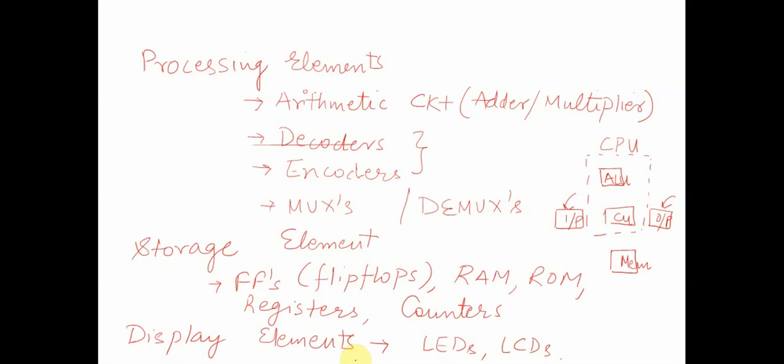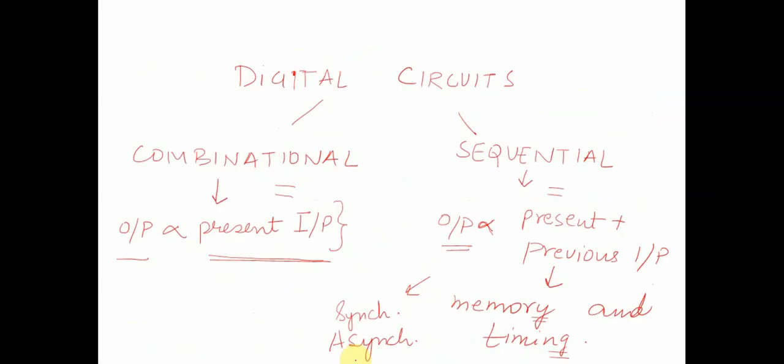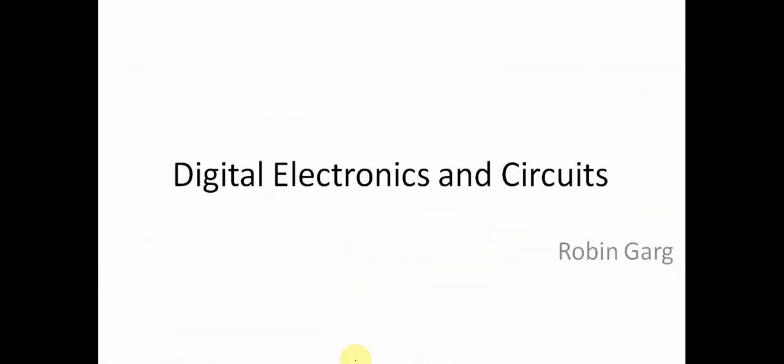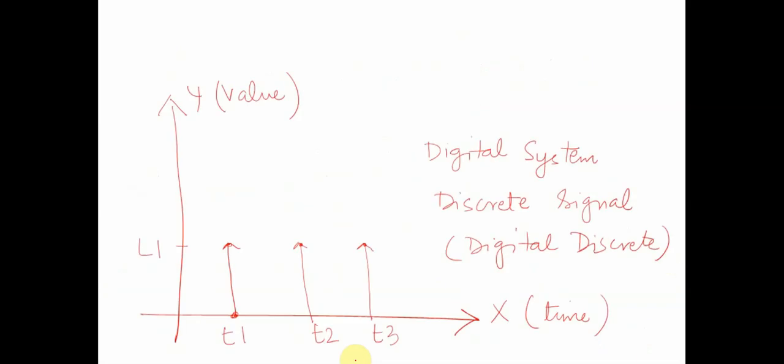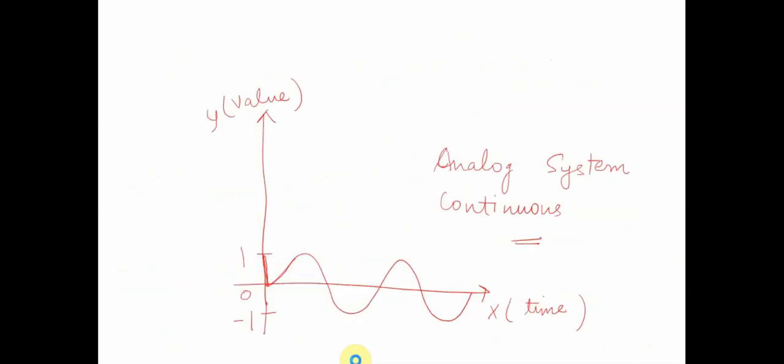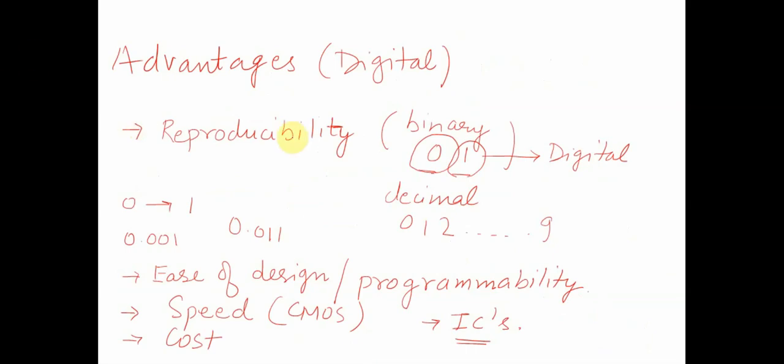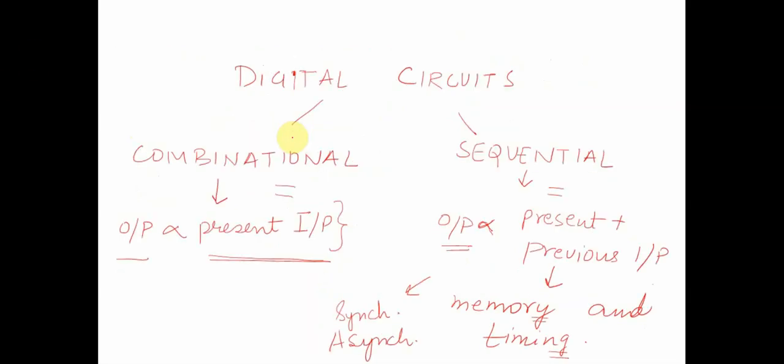And yes, this is what I intended to cover in this particular lecture: the beginning of this digital electronics and circuits course, signals being of two types, systems being of two types, why we look into digital systems, what is the importance of digital systems, why we would be talking about digital systems in this course. These are a few advantages of digital systems. And then we spoke a little bit about digital circuits being of combinational type and sequential type, sequential circuits being of synchronous and asynchronous type, which we will be discussing in detail in this course. And they have an element of memory and timing.